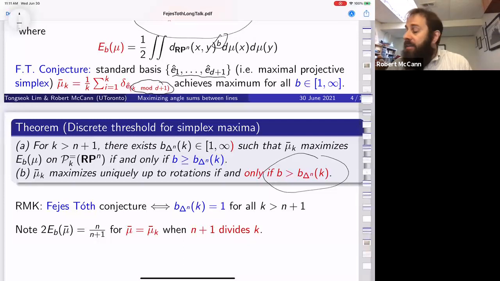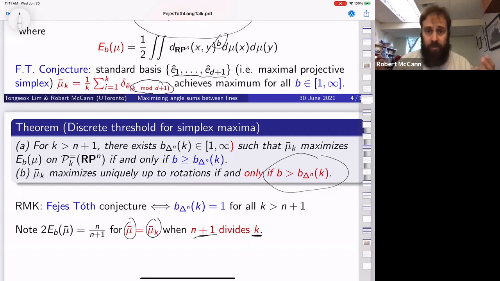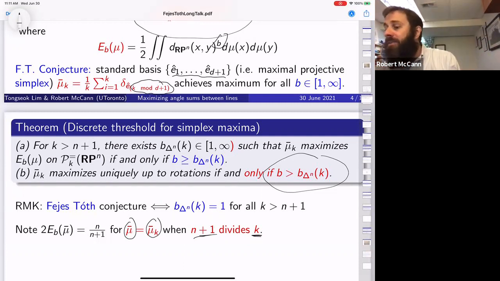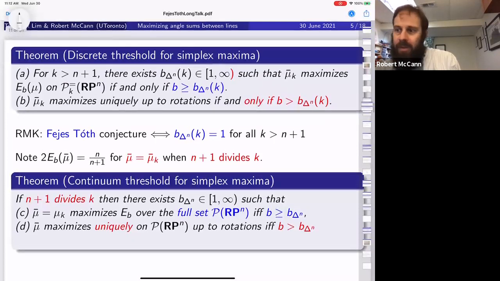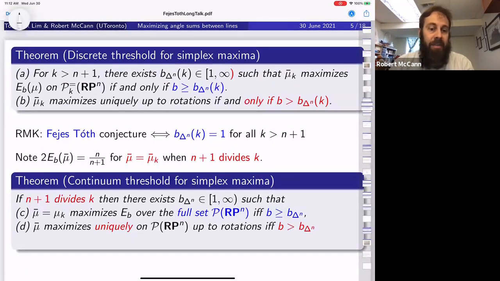And notice that in case n plus 1 happens to divide the number of point charges, then the conjectured optimizer is placing equal mass 1 over n plus 1 on each of the vertices, and then it becomes independent of k. And so you can also conjecture that this thing, the equal distribution over the n plus 1 vertices, is the maximizer if you look at all probability measures, not just those that are finite sums of point masses. And so we have a second theorem about that situation as well, namely that if n plus 1 divides k, then there's another threshold. And moreover, we get the stronger result that the conjectured optimizer in that case is the maximizer over the full set of probability measures when you're larger than the threshold, and uniquely if and only if you're strictly larger than the threshold.